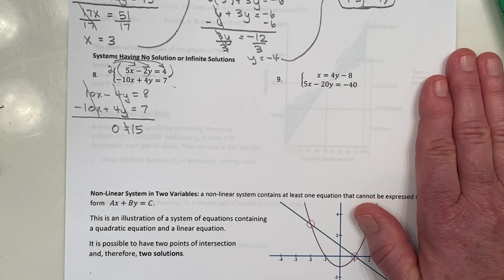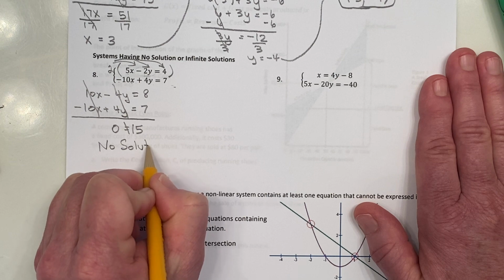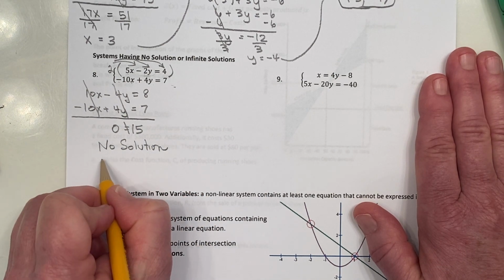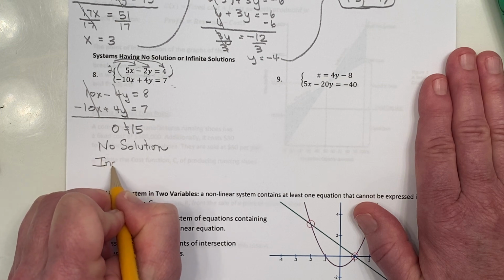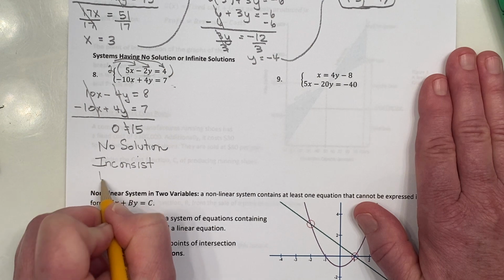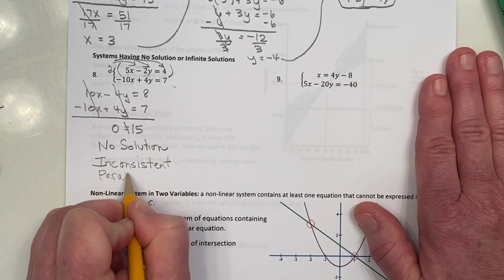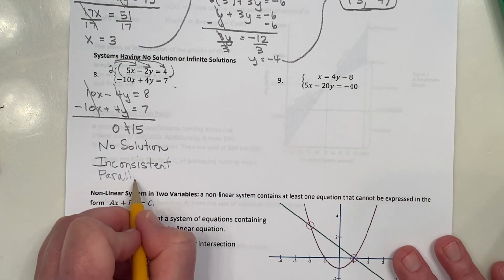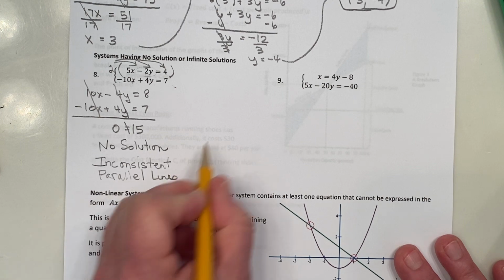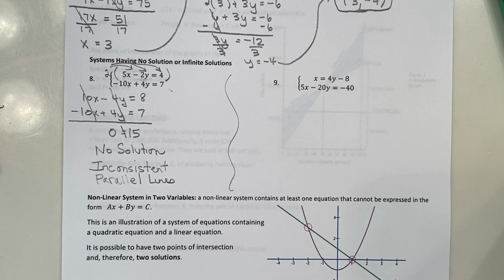We know that to be a false statement. So what happens when you get to this point? Well, there's no solution. So that means we have two lines that are parallel. So this is an inconsistent system. Inconsistent. These are parallel lines. All right, we're finished. Let's move on.